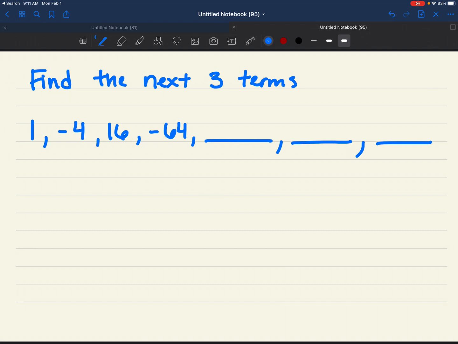Anybody want to take this one? First, tell me how I would find the next 3 terms. You multiply negative 64 times negative 4. Okay, and you would get what? 256. Okay, what would be the next one? Negative 1,000. And the last one? 4,096. Very good.